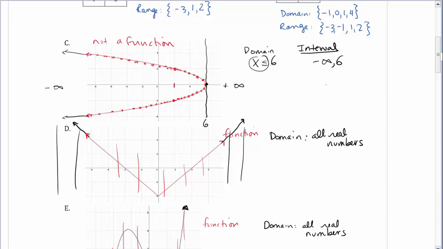And then you either use round parentheses or square brackets. If you actually get to the point, then you use a square bracket. If you never get there or never touch it, then you use round parentheses. So infinity is something that you can never really get to, so we use round parentheses on that. And the 6 we actually do touch, so I'm going to use a square bracket there. When the domain is all real numbers, it means it goes forever to the left and forever to the right. So the interval notation for that is negative infinity to positive infinity.